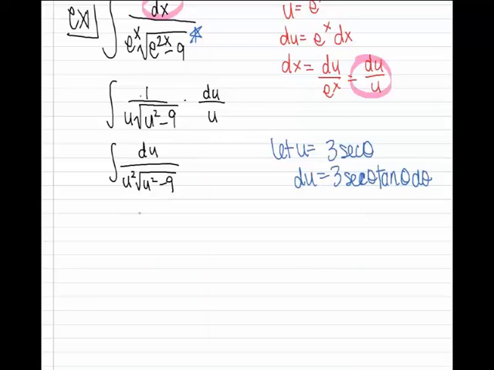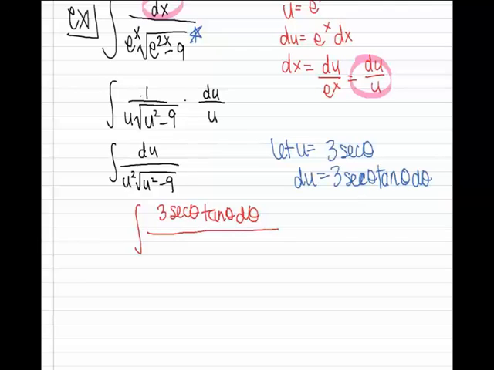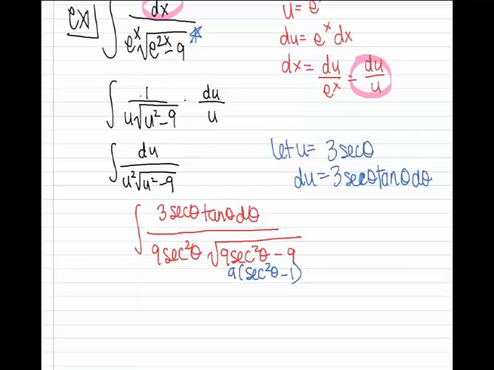So our numerator is going to become 3 secant theta tan theta d theta all over 9 secant squared theta square root of 9 secant squared theta minus 9. Okay, we can factor out the 9 underneath our radical, and secant squared theta minus 1 equals, do you guys remember? That's going to equal our tangent squared theta.